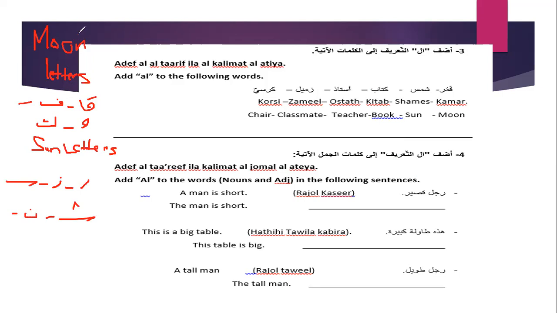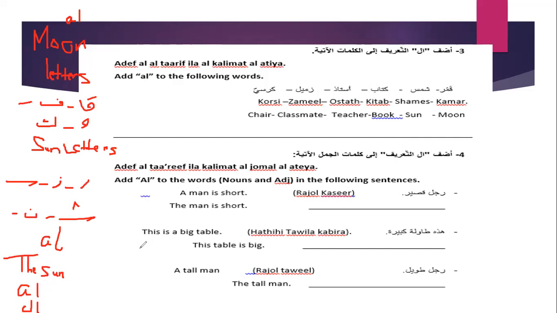What's the problem of the moon letters and the sun letters? We need to enter to the noun the article Al, which means the. If it is a sun letter, we have to make it the sun. In Arabic the is al, and we write it a and la. In both sun letters and moon letters we have to add the al. But what's the difference?